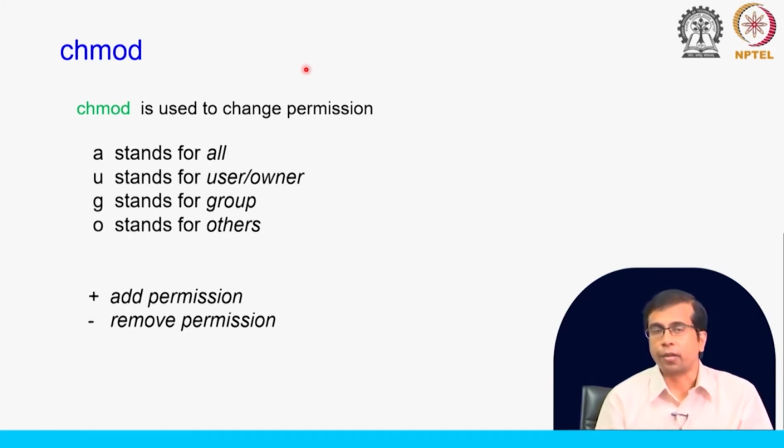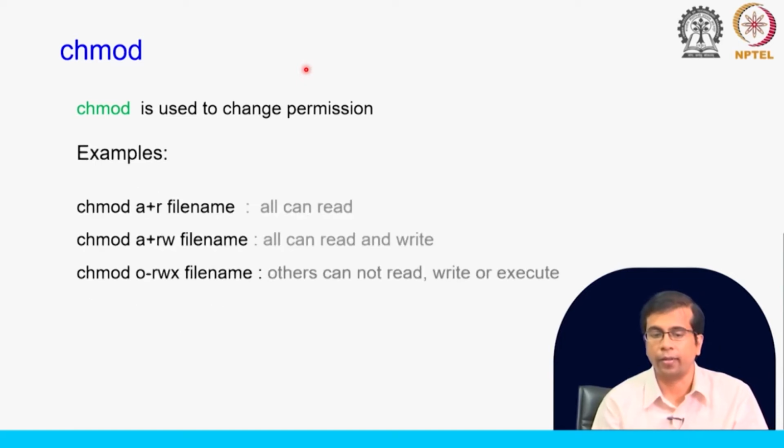You can also use these options, the plus or minus signs. Plus means add permission and minus means remove permission. So, if you want to add, let us say, write permission, you say plus w. If you want to remove write permission, you say minus w. We will see these options in a moment, how they work. We will take some examples and then run this in the terminal to better understand how this works.